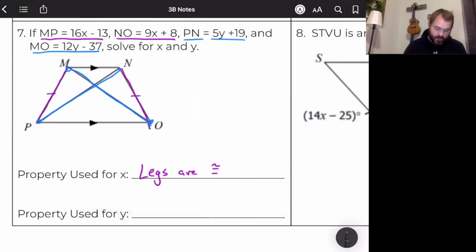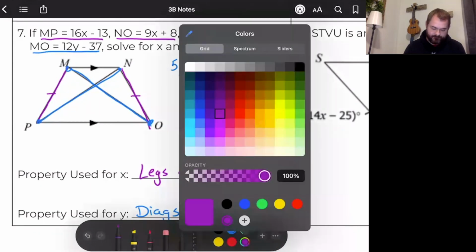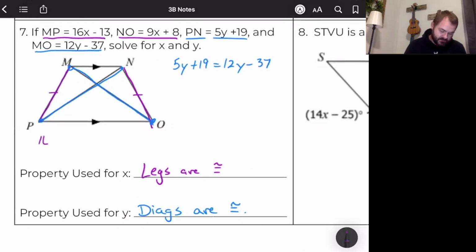The property to find y is that diagonals are congruent. Sorry, I left that off the first time. So we can just set those equal to each other. 5y plus 19 must equal 12y minus 37. And you'll notice I didn't write the other equation for x yet. The other equation for x is 16x minus 13 equals 9x plus 8.